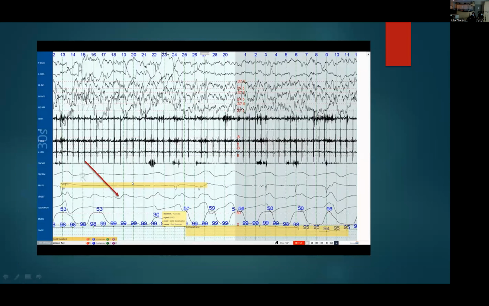And here, this is an obstructive event. No, this is a hypopnea. See, you can see there's nasal flow, thermal flow, the ventilation is there, but here it's a reduction. Here you see the respiratory effort.